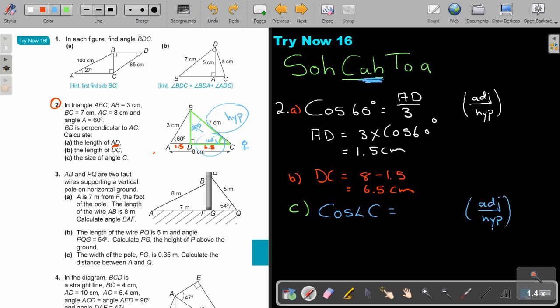Then you will not wonder which one to write on top. You look what is in the place of adjacent, 6.5. You look what is in the place of hypotenuse, 7. And now don't forget, you are looking for an angle. So tell your calculator to go to angles by pressing shift or second function, cos bracket 6.5 divide 7, close the bracket. So angle C will be equal to 21.8 degrees. And that's my final answer.